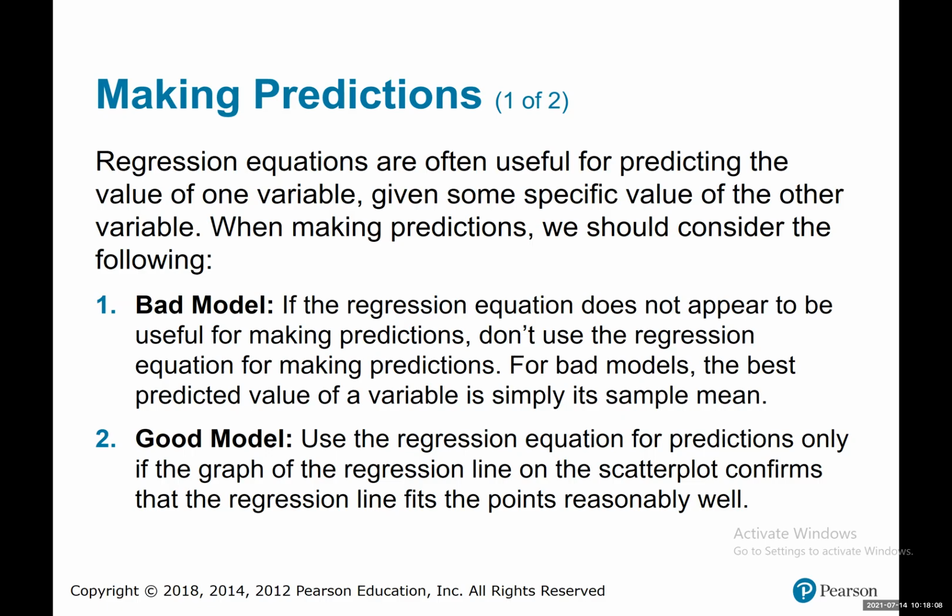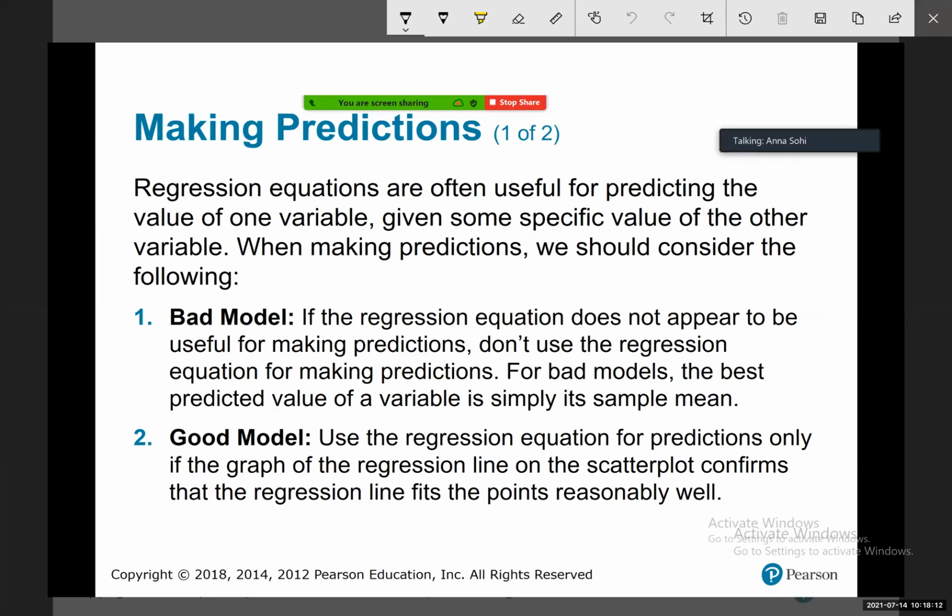So if you see that it's not a good pattern, if R is not large, if P is not small, that there is a correlation, so it's a bad model. If you see the points are scattered everywhere, it's a bad model. Don't use the prediction. Just use the sample mean, meaning x bar or y bar.